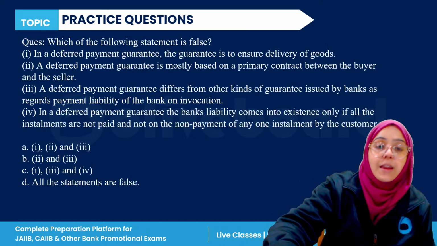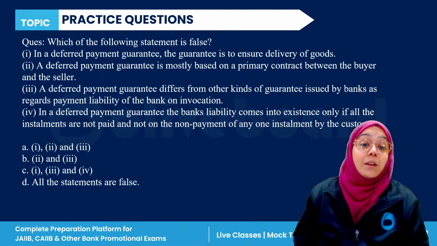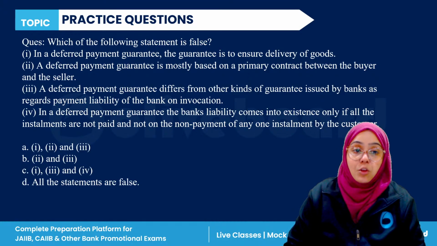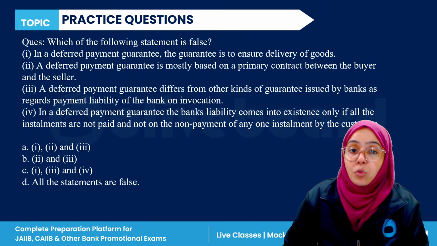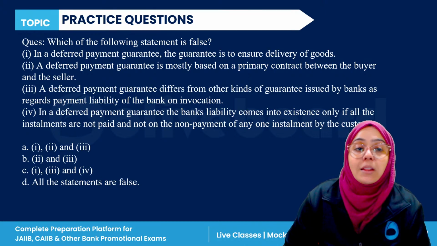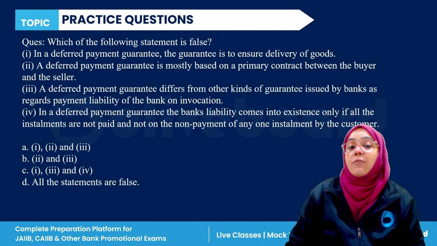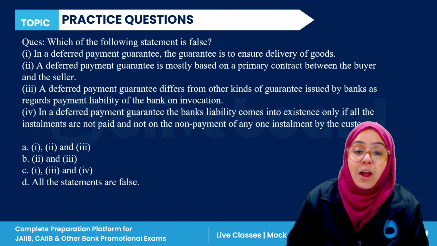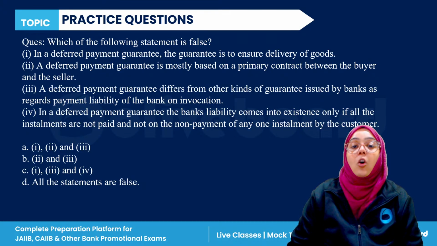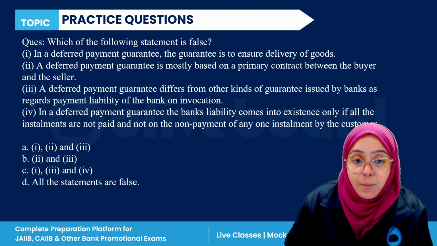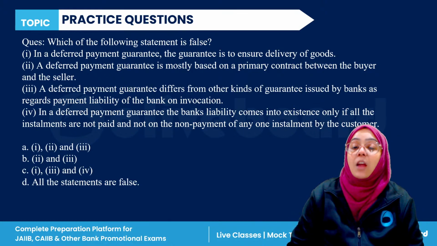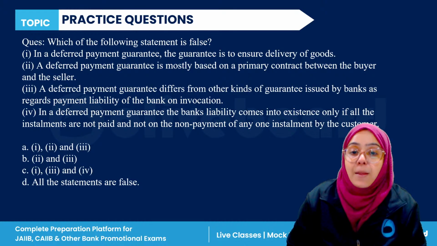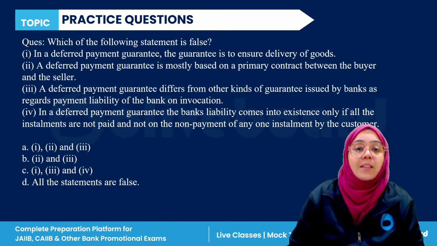Everyone. True. Next question. Which of the following statement is false? In deferred payment guarantee, the guarantee is to ensure the delivery of the good. Deferred payment guarantee is mostly based on the primary contact between the buyer and the seller. Deferred payment guarantee differs from the other type of guarantee issued by the bank as its regard payment liability on the bank on invocation. In a deferred payment guarantee, the bank liability comes into existence only if the installments are not paid and not the payment of any one installment by the customer.